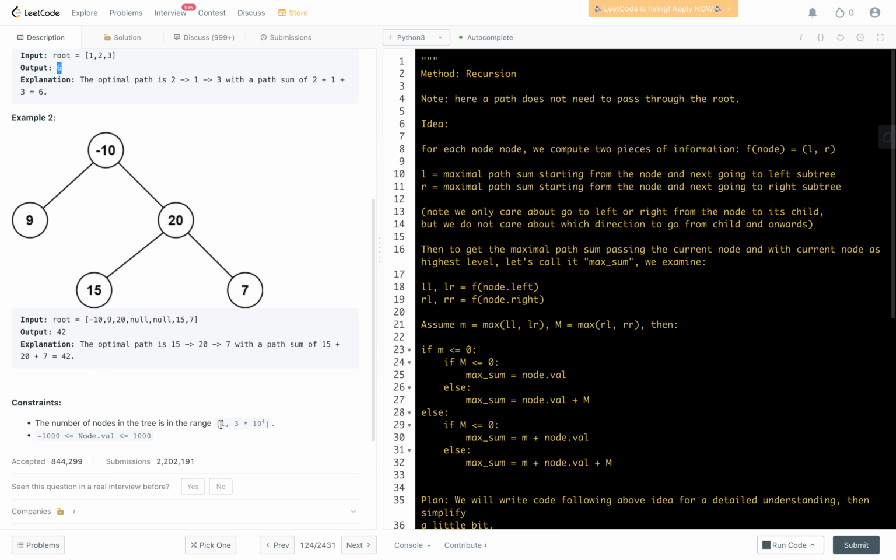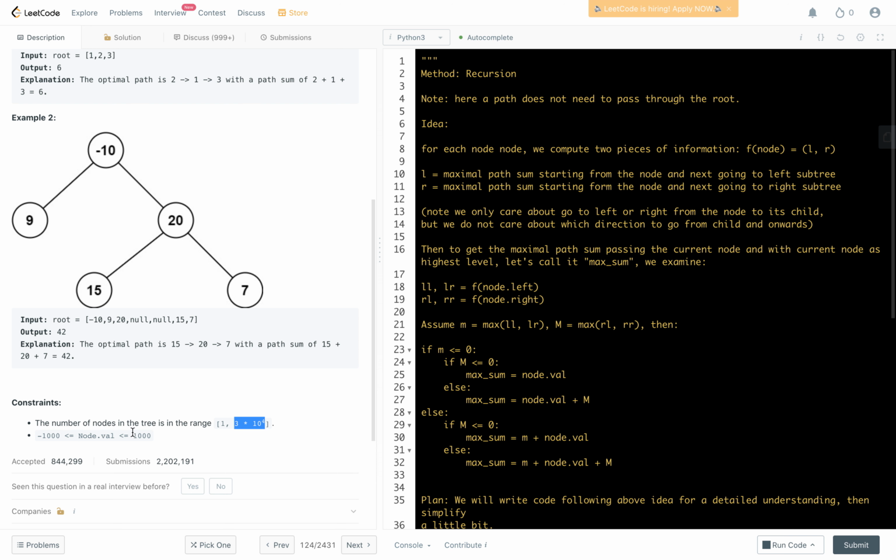And first, the number of nodes in the tree is in the range 1 to 3 times 10 to the power 4. So these two numbers are the two ends of the closed interval. So here 1 actually tells us this tree is not null, and the other end tells us the problem size. So this is the first constraint.